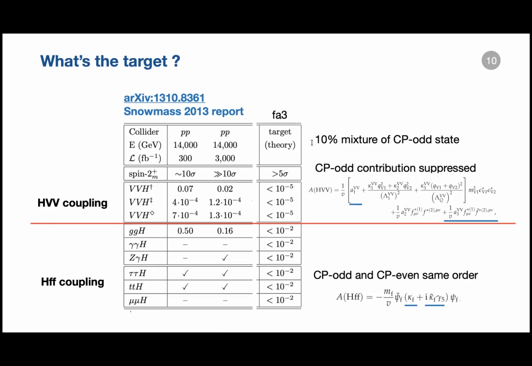And how does that translate to our measurement? So for Higgs VV coupling, that translates to 10 to the minus 5 cross-section contribution from CP odd. This is extremely small. And this is because in Higgs VV couplings, the CP odd terms are coming from higher order terms, and its cross-section is very much suppressed. So if you have a 10% mixture from the CP odd, it only contributes to 10 to the minus 5 cross-section of the total.